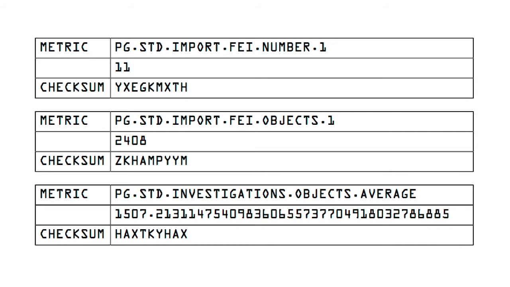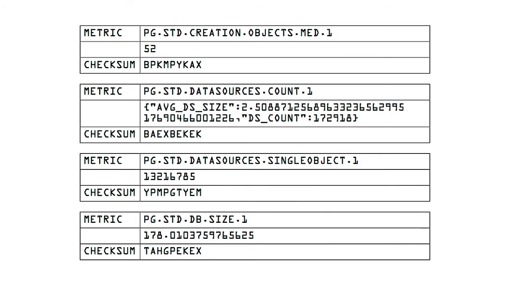Here's some other metrics, right? The top one is the number of front-end imports, which is 11, the number of objects created by those front-end imports, which is 2048 or 2,408. The average number of objects per investigation. And you can see that you can even put more complex data structures in there. So that second one is actually a JSON blob that's been jammed into a piece of paper, right? And then you can actually deserialize it off the piece of paper, which I find to be pretty cool.